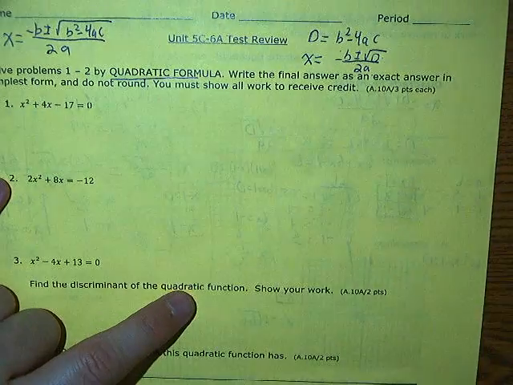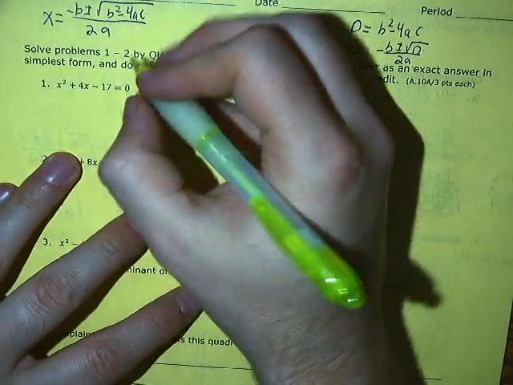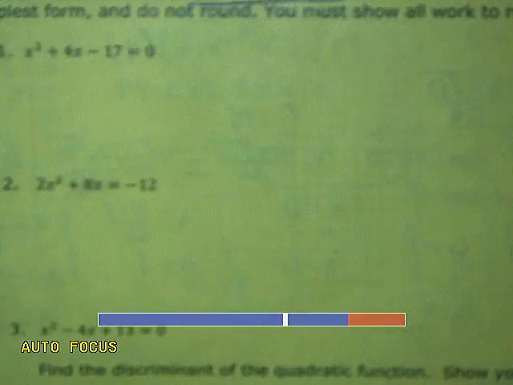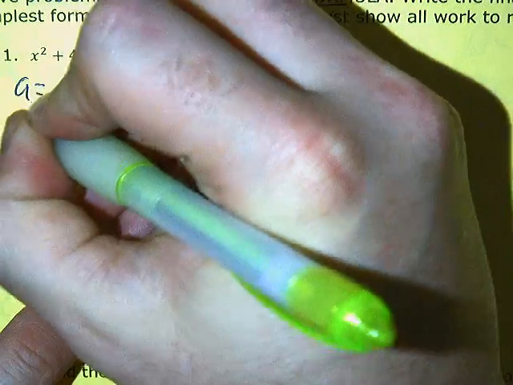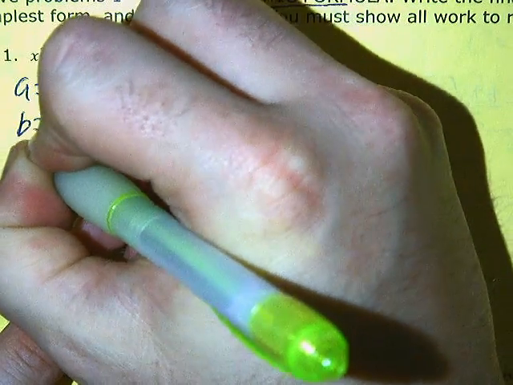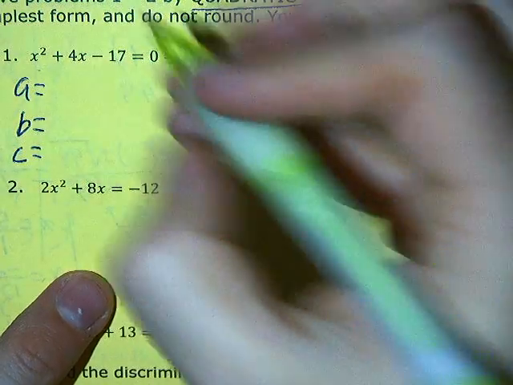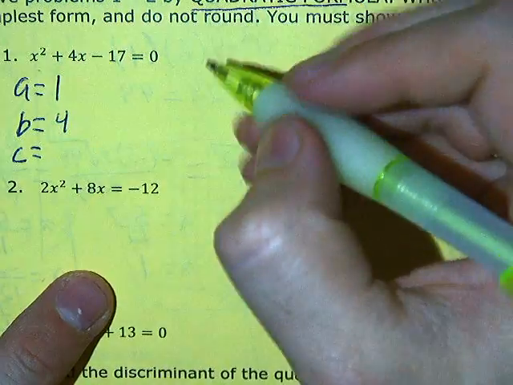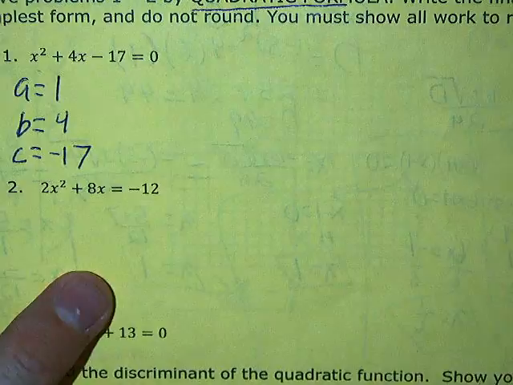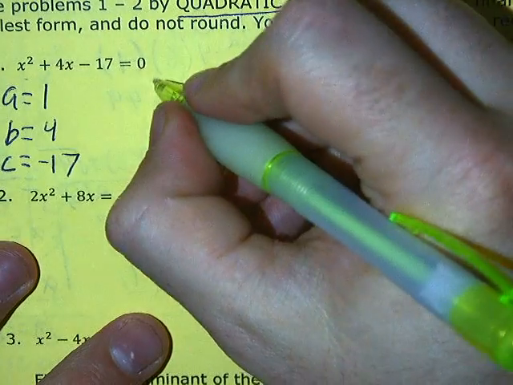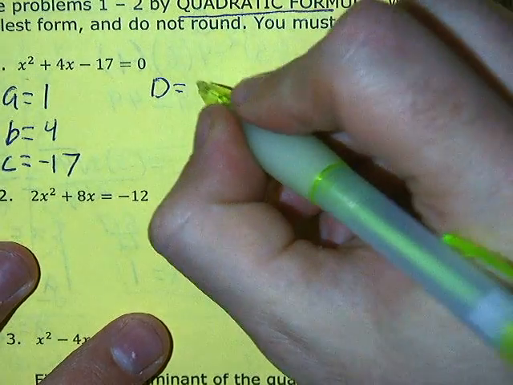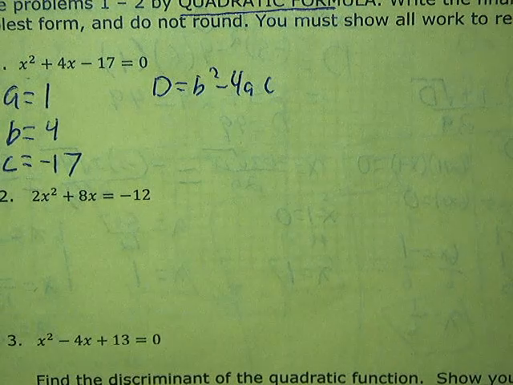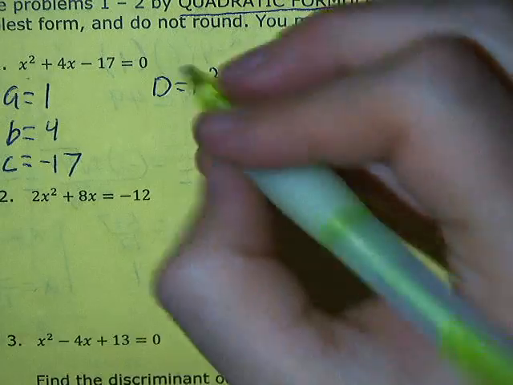Number 1, quadratic formula. First thing we want to find is our a, b, and c values. All right, what's my a value? 1. Thank you, 1. How about b? 4. Thank you, 4. And c? Negative 17. Awesome. All right. Now let's plug it in. Find that discriminant. B squared minus 4ac. Please get used to writing the formula out. It helps you make fewer mistakes.